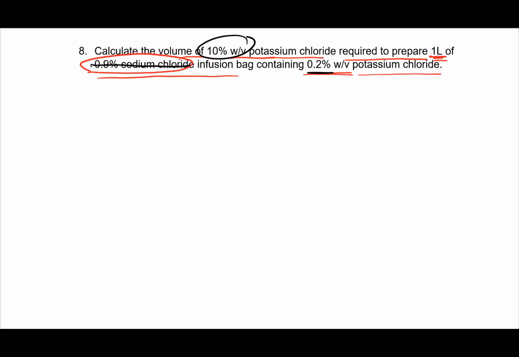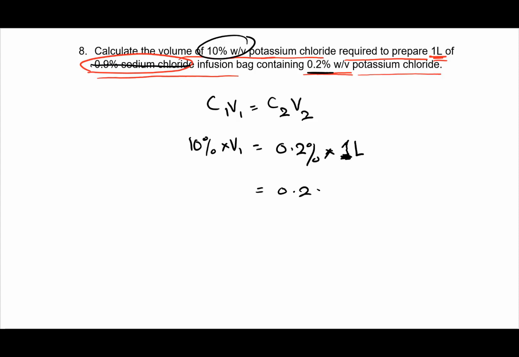So it's simply the C1 V1 = C2 V2 equation again. Our starting solution is 10%. The volume of that we have to find out. The concentration has been given as 0.2%, and the volume is given as well, 1 liter. You can see in the C1 V1 = C2 V2 equation the concentration units on both sides are the same, so it's a fairly straightforward calculation.